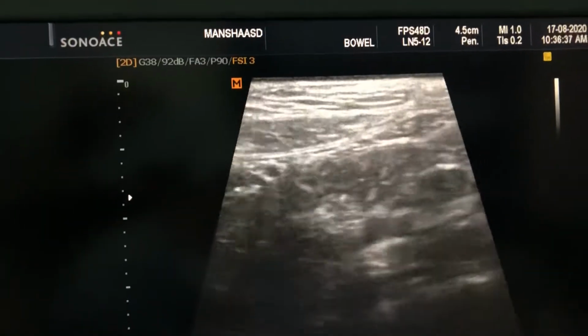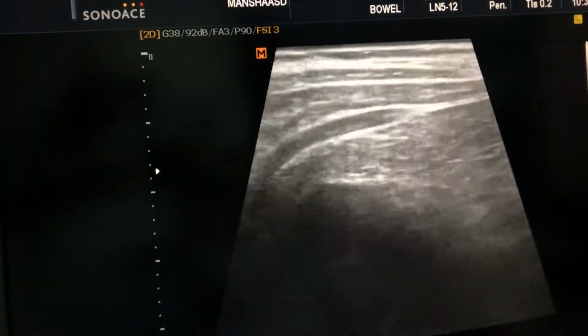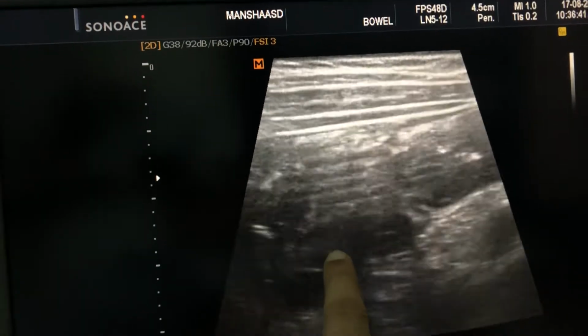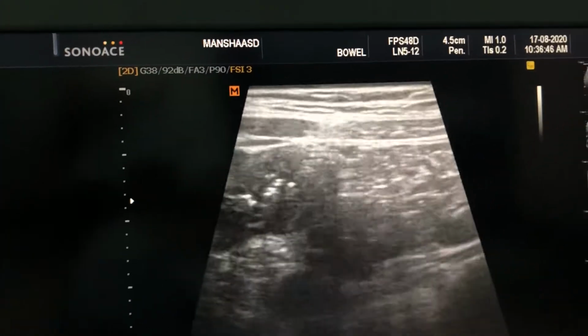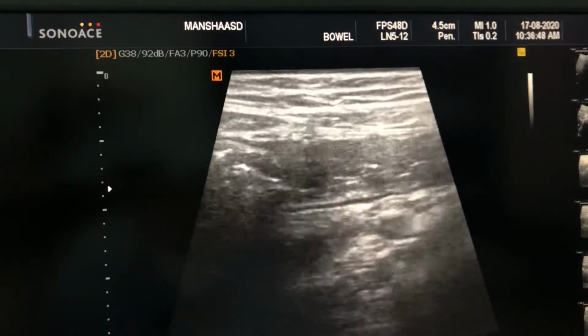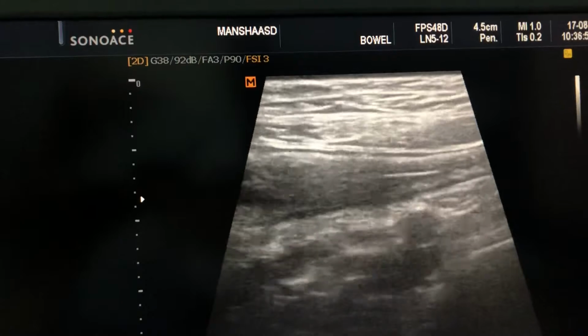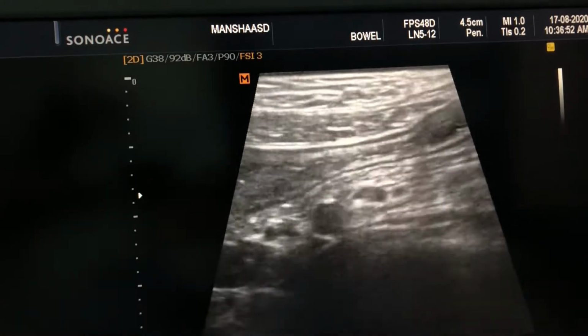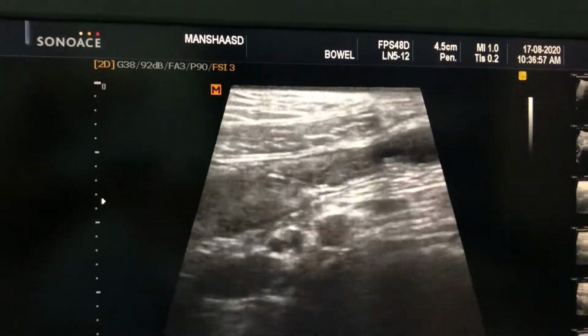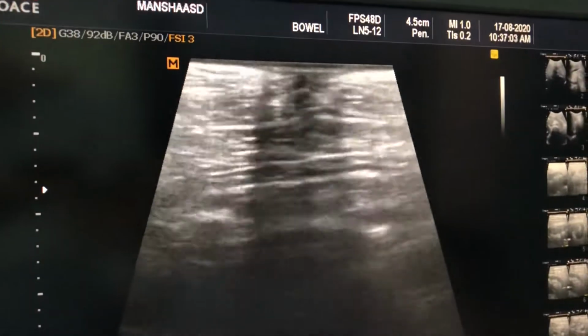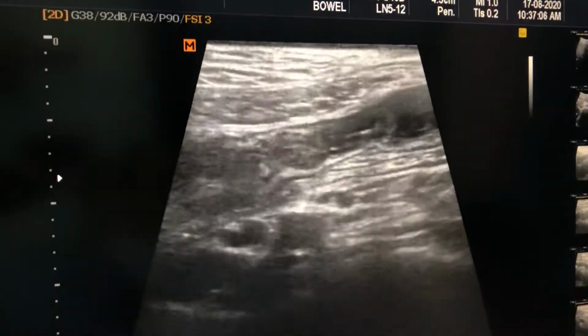And there is involvement of the transverse colon also. If we trace this ascending colon, it is going towards the right side, and further tracing we can see the transverse colon. This is the transverse colon. The probe is placed over here near the umbilicus in the transverse plane.